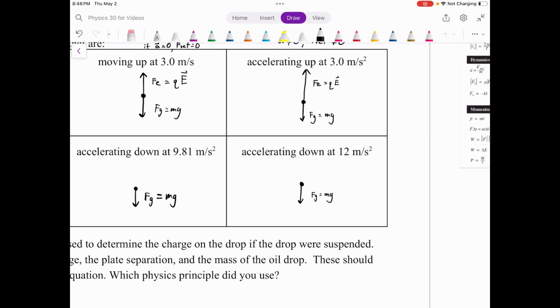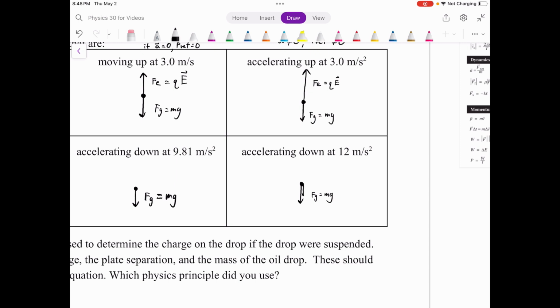Now, what about this one? Accelerating down at 12 meters per second squared. How would you accelerate down even faster than the force of gravity would pull you? Well, another force must also be pulling you down, so that the net force downwards is even larger than your force of gravity, and therefore your acceleration is even larger than the acceleration due to gravity.